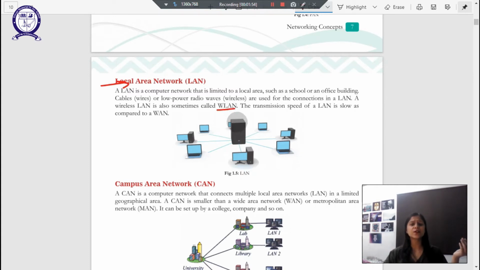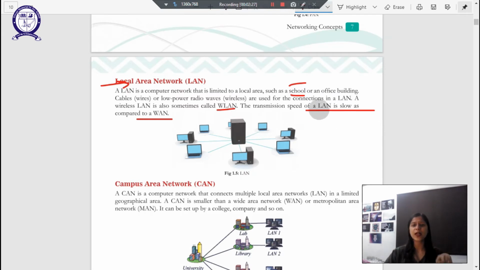Now if we look at a school, if we provide Wi-Fi to our students and teachers, then we will just put a big low power radio wave station, something like a big wireless router, right, in the school, and then all our teachers and students can connect their devices using that system. But the point is that the transmission speed of a LAN is slow as compared to a WAN.